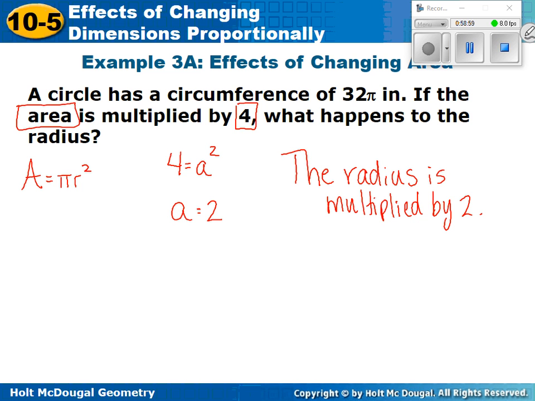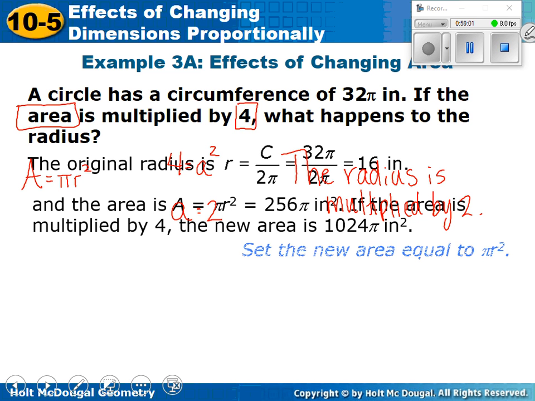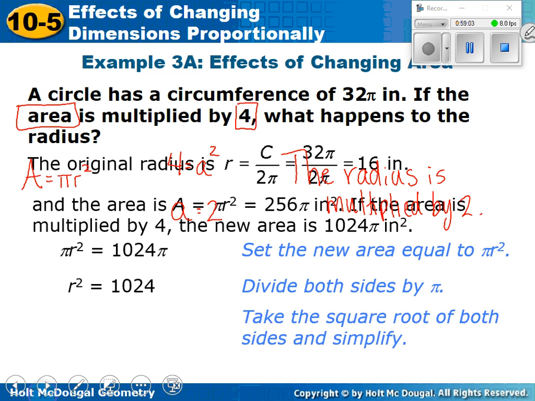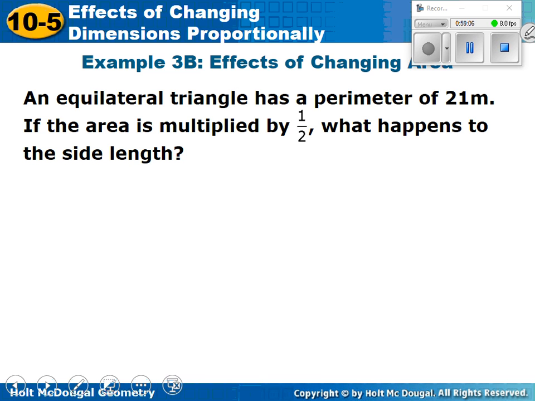Okay, last problem. I never saw a correct answer. I saw one person on the right track, and that was it. So, here we go. Let's work this one together. First of all, it's an equilateral triangle, has a perimeter of 21. If the area is multiplied by a half, what happens to the side length?